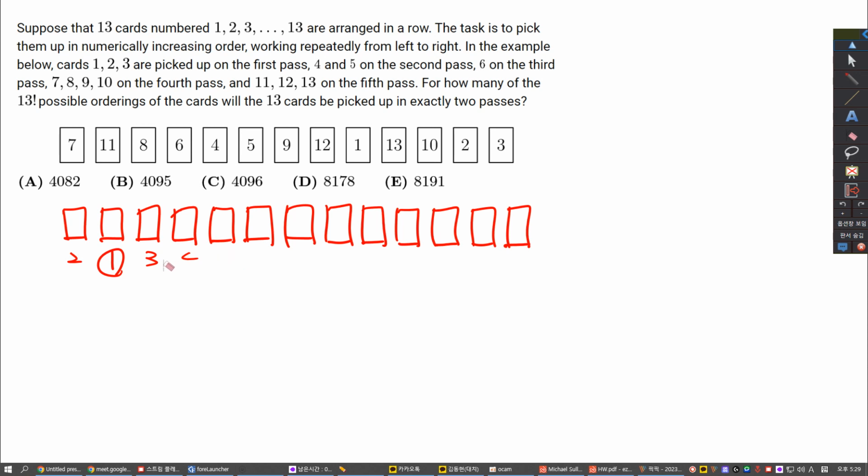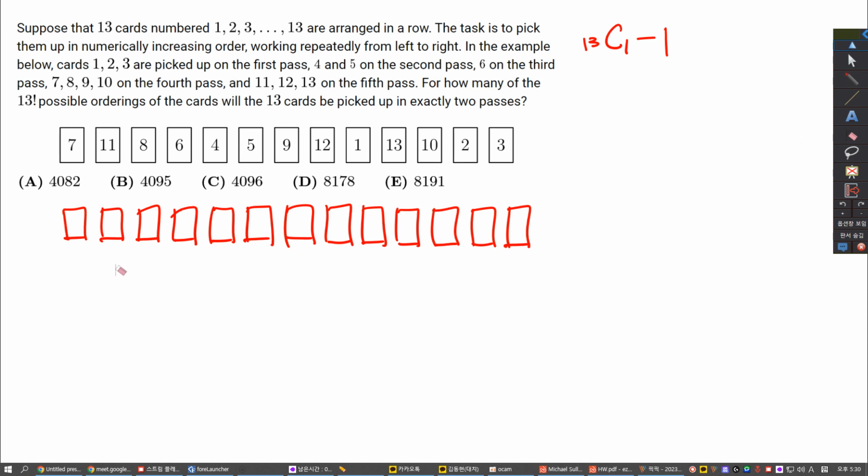So we can move the position of one from this to this. That means there are 12 positions for one. 13C1 is 13, but because the first position is not available, we need to subtract 1. That's the case for 1.